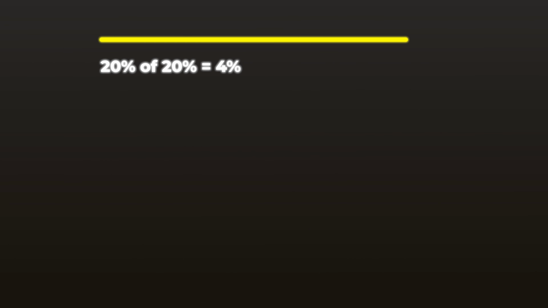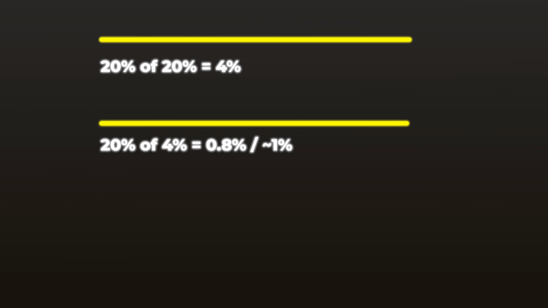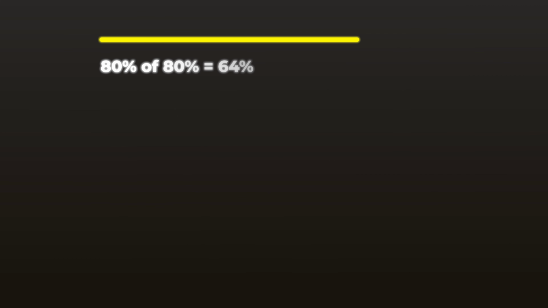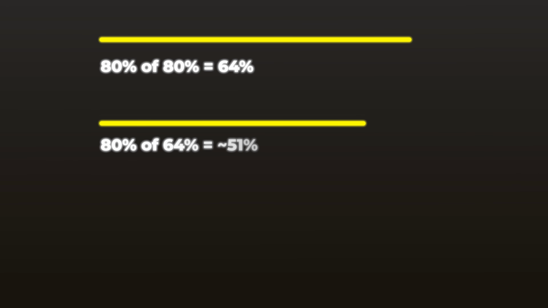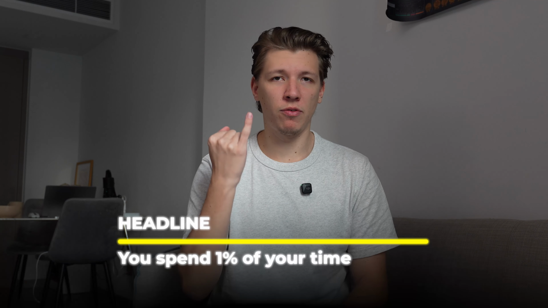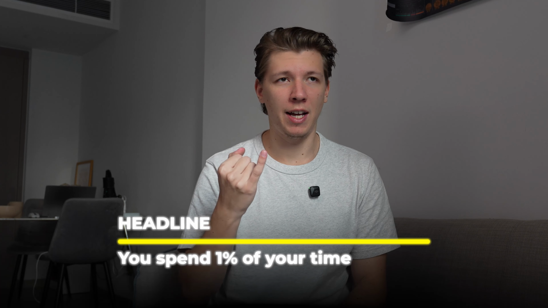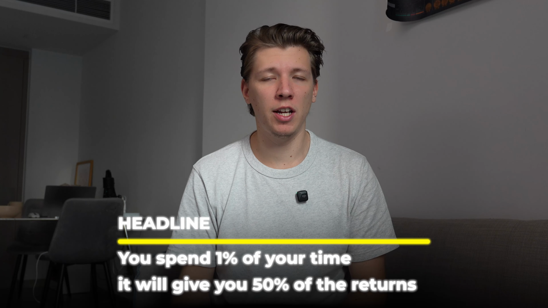The 20% of the 20% is the 4%. The 20% of those 4% is 0.8, let's say 1. The 80% of the 80% is 64, and the 80% of 64 is 51, something like that. So basically, if you focus on the headline, if you really put some effort there, that's 1% of your time that you should spend on that, and it will give you 50% of the returns. You see this everywhere in advertising, creative strategy. No one talks about this. It just makes sense, right?